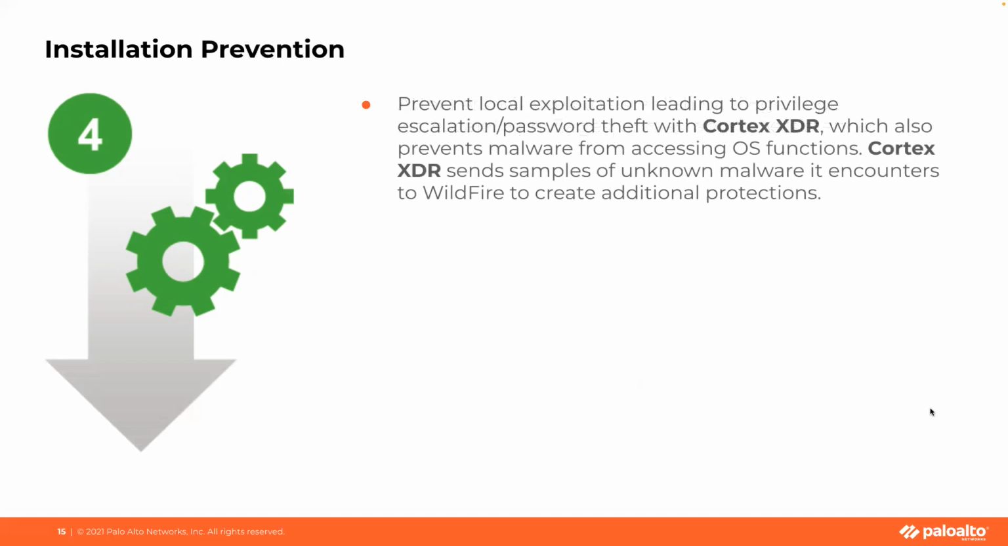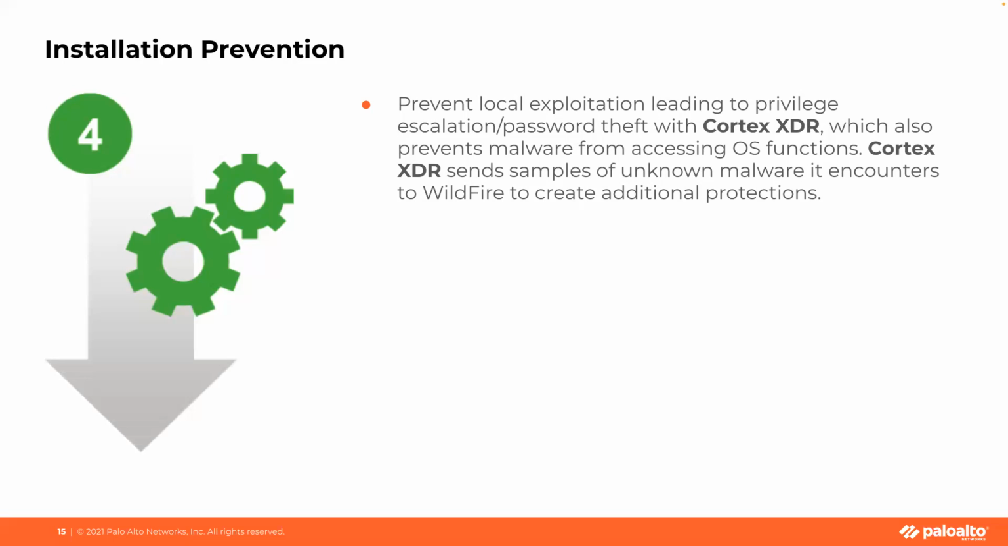So how do we prevent this? Again, this is something that happens entirely on the endpoint. So there is no network activity at this point yet. The entire activity is on the host machine. So again, in order to prevent local exploitation that's used for privilege escalation or password theft, we can use Cortex XDR, which also prevents malware from accessing certain operating system functions. And if the malware is unknown, Cortex XDR can send samples of those unknown executables to Wildfire for further analysis and to create additional protections.